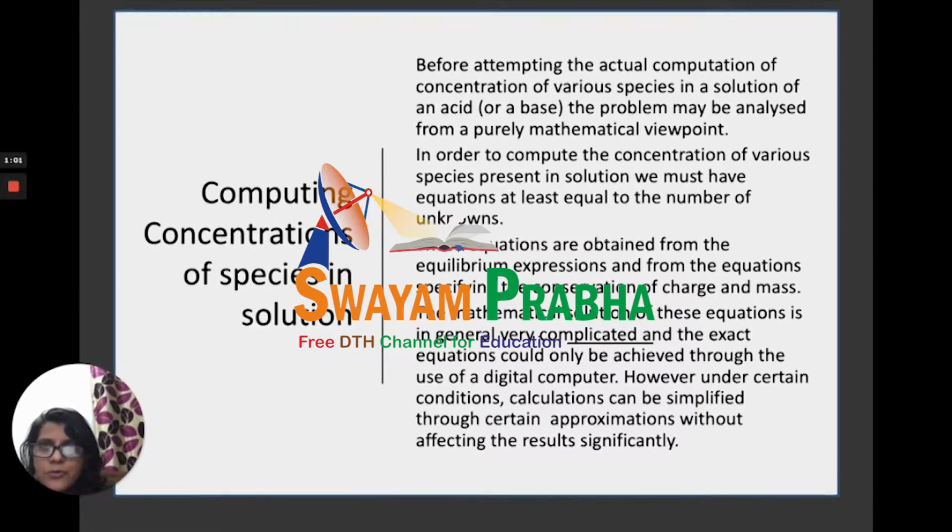Now, if you try and solve these mathematical equations, it's a very complicated process. And if you want to get the exact values of these unknowns, you will have to use a computer to do that. But you can apply certain approximations which will not affect the results too much, but will give you a result which is very close to the exact value you would have calculated using a computer.